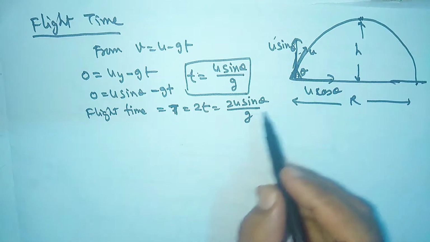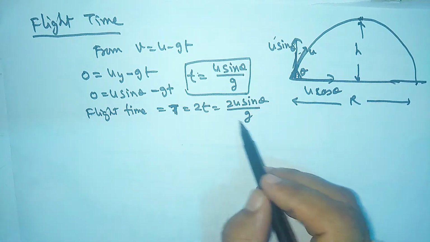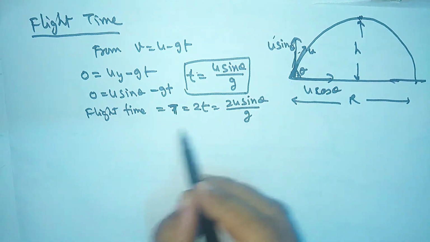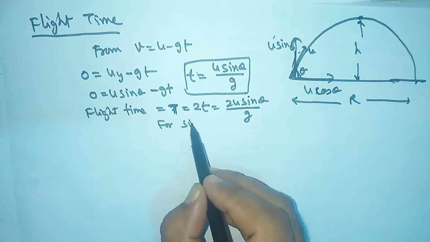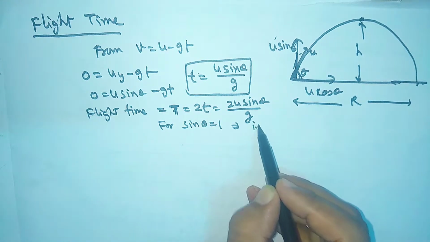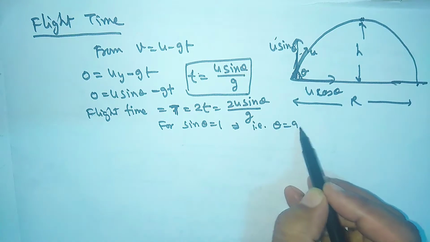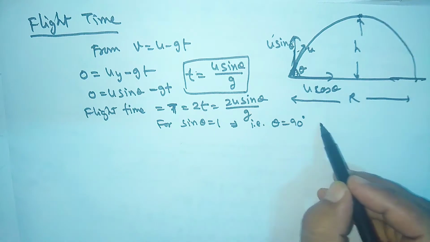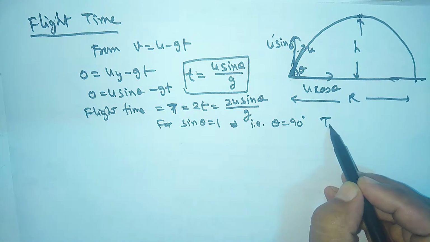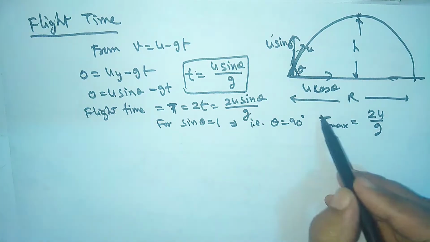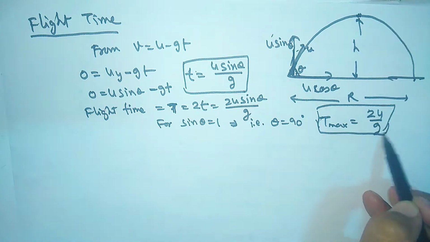You should also know when this value will become maximum. For sine theta is equal to 1, that is, theta is equal to 90 degree, the t will be maximum. Okay, t will be maximum. So t maximum is equal to 2u upon g. Okay, this is the flight time.